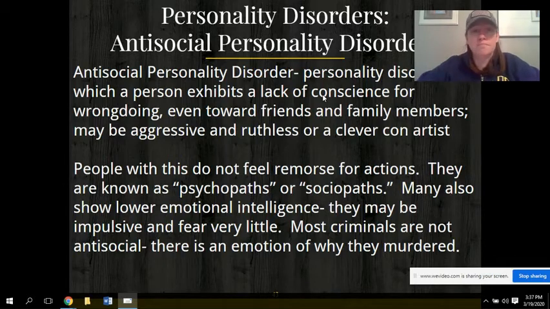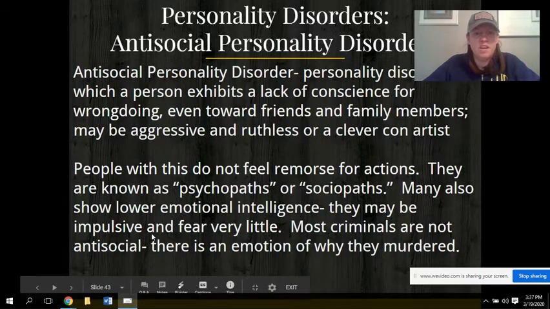This person, no, they don't feel bad about it. So they have a lack of conscience. It doesn't matter if they like the person or if it's a stranger. And so these are going to be your serial killers, rapists, people who rob, steal over and over and over, and they never feel bad about it, which is why they never stop. And they fear very little. They can be very impulsive.